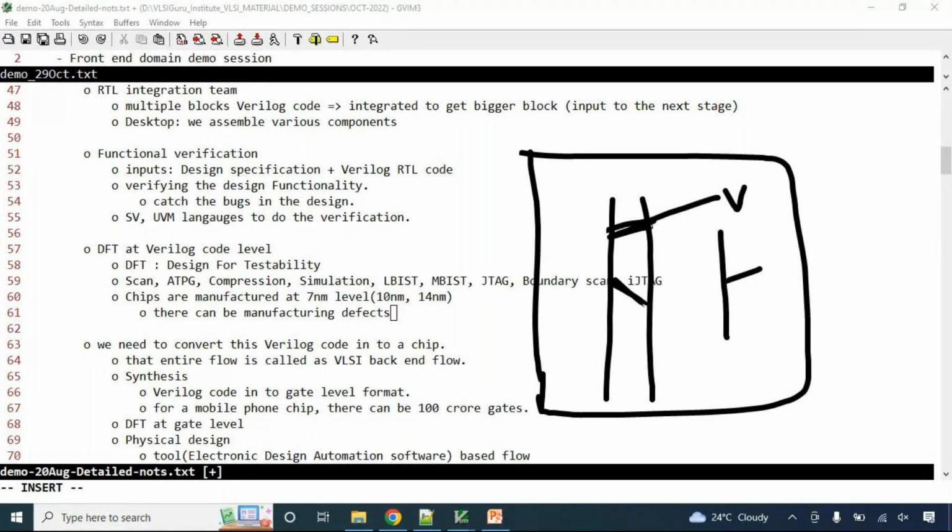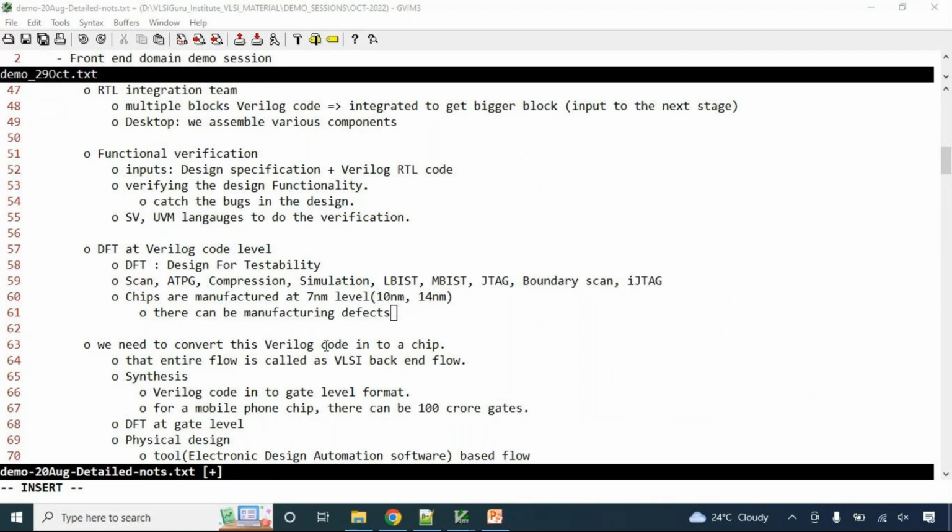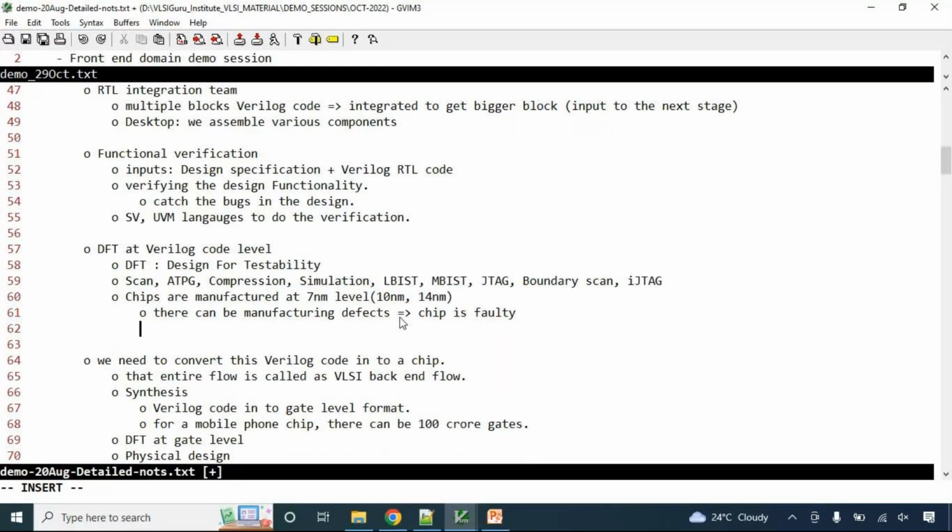So the idea is, if you have a manufacturing defect, that chip is faulty, right? Can I use that chip in the mobile, in the final product? Can I use it for packaging? No, we can't use it for packaging. So the problem here is, out of 100 chips, some chips are good, some are faulty. The problem is to identify that.